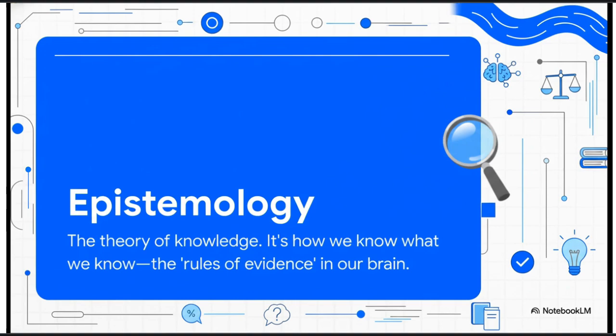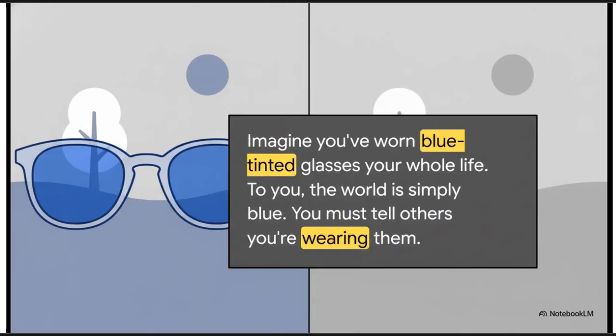I love how this is framed here. Think of it as the rules of evidence that live inside your brain. It's the framework you use, often without even thinking about it, to decide what counts as a fact, what you consider to be true, or what makes an argument valid. To make this all feel a bit more concrete, let's use this brilliant analogy.